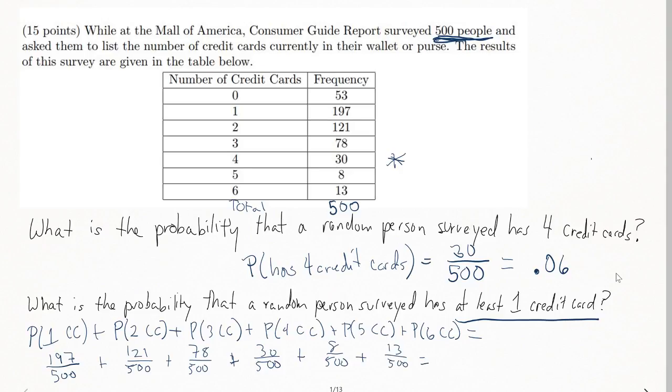Now, if you add that all up, what do you get? Well, let's see, trying to add all that up in my head. 447, I believe, out of 500. And you can double check my math there. Okay.